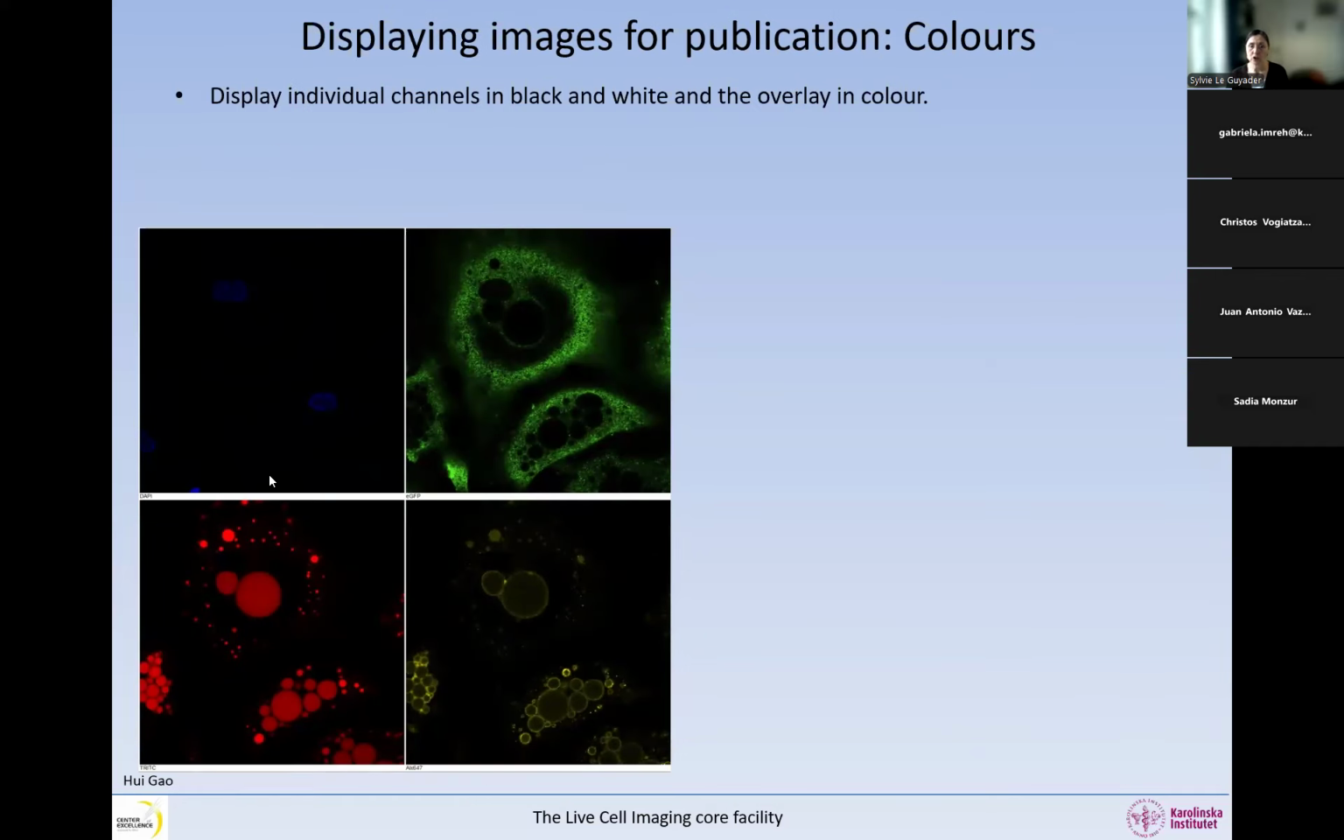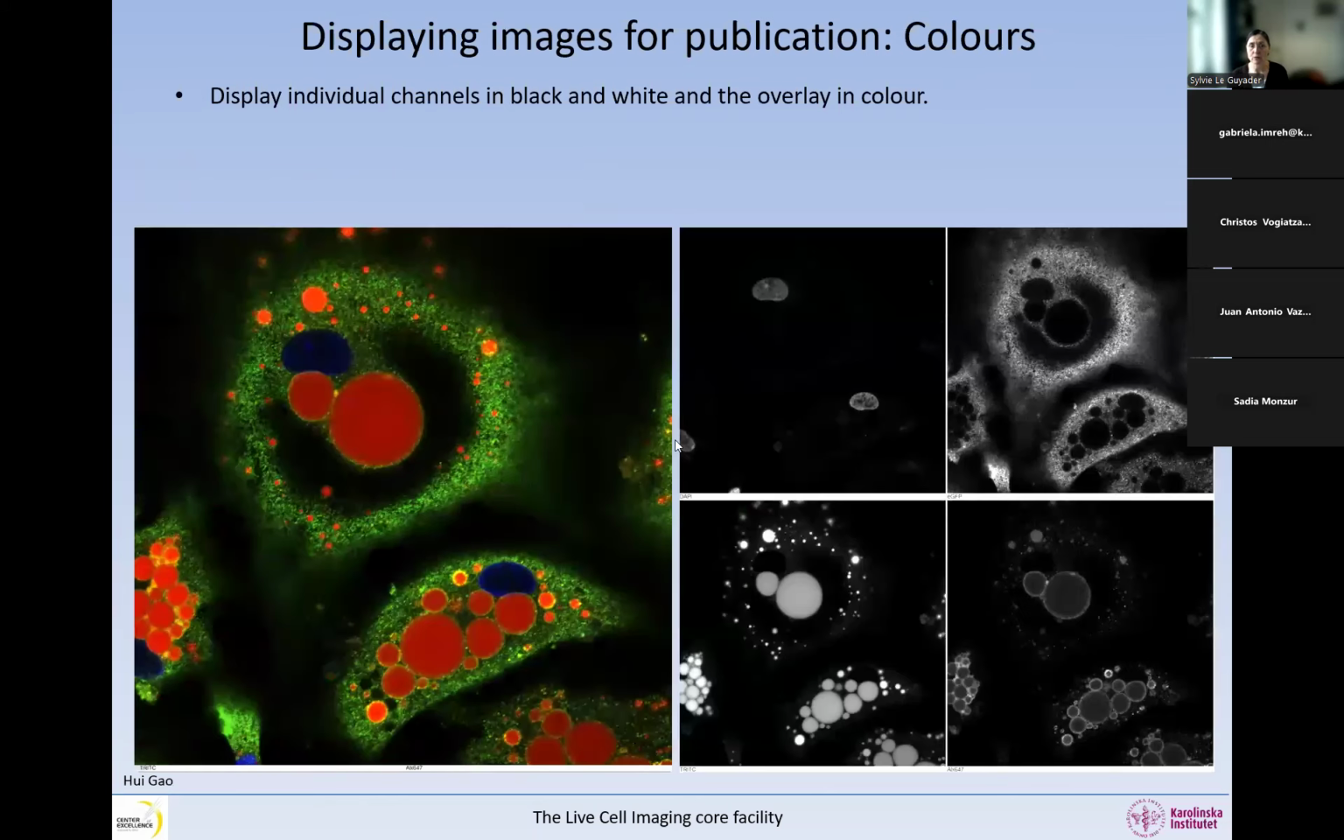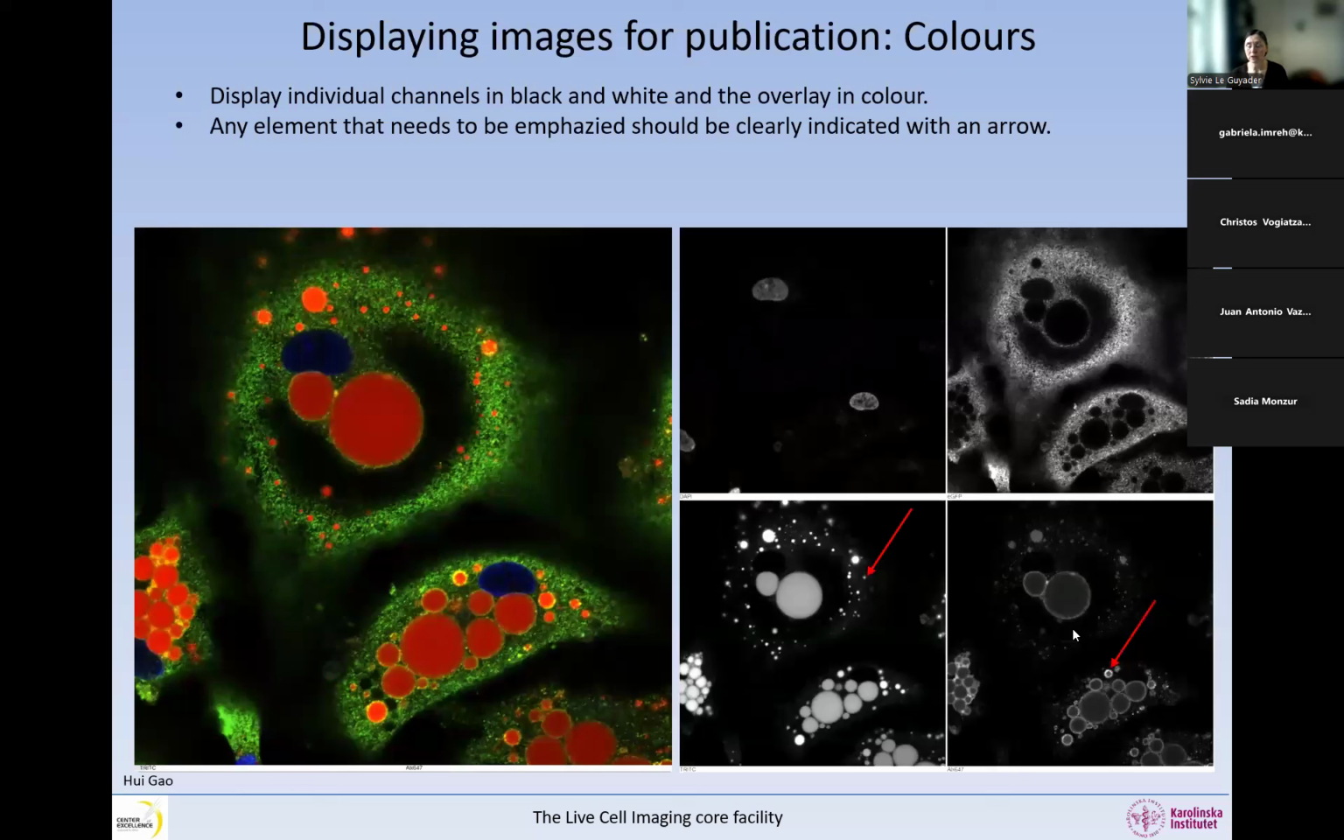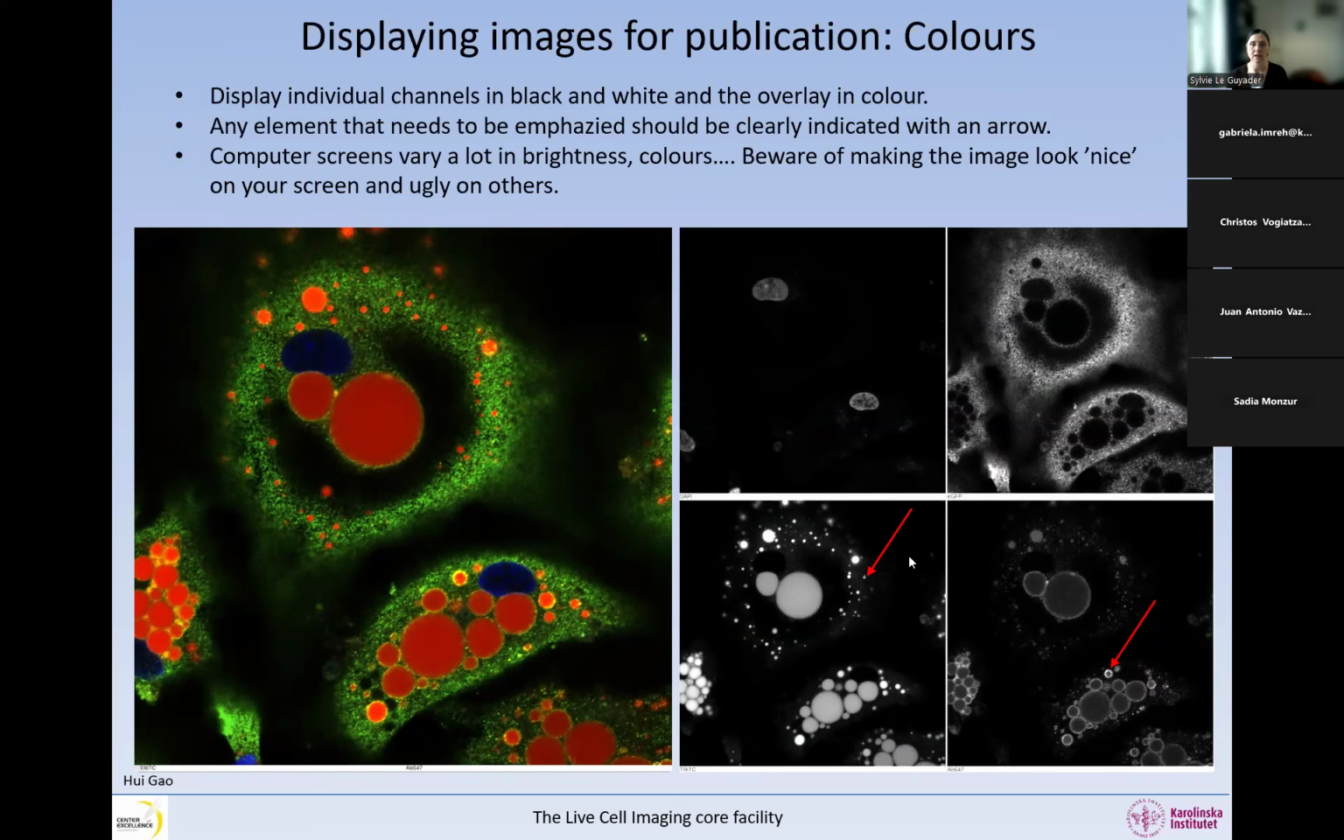So all the images should be in black and white with the overlay in color. And then the elements that you want to show should be very clearly emphasized with an arrow. So it should be possible for the reader to go very quickly through your figures, because this is what normally people do. They go from one figure to the next to get an overview of the article. And if you do that, you should be able to, within a second, see what you want to show in the image. And so put arrows and stuff like this so that people can understand.